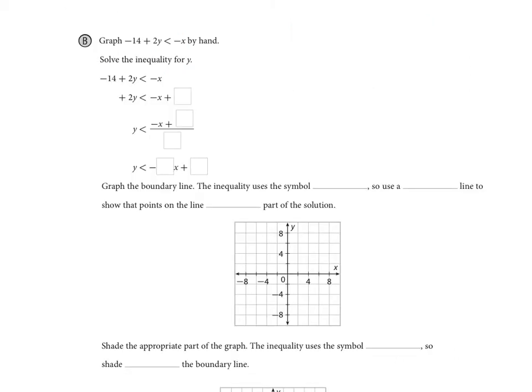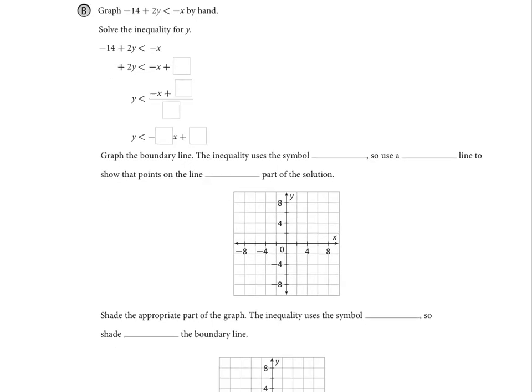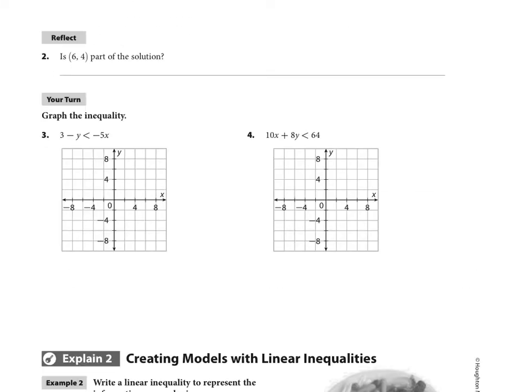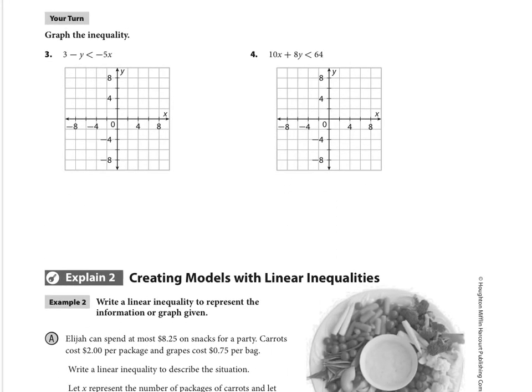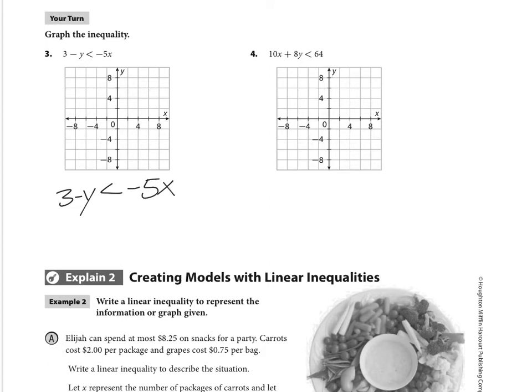So here's another example to work out. I'm going to skip and go to your turn problem. I'm going to take problem number 3 and change the equation of the graph to get y by itself. So the first thing, I subtract 3.